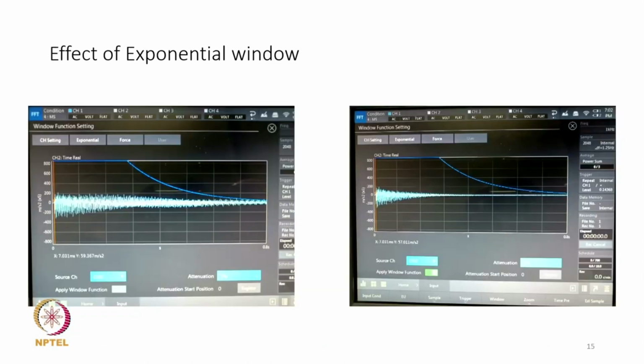So now we are going to see what is the effect of the exponential window on the signal. On the left hand side we have shown the overlay of the exponential window with the raw time signal, and these two are the zoomed views. On the right hand side we are showing the effect of the exponential window on the signal after the window has been applied. Now we see on the left hand side, when the window function is not applied, the signal has not decayed completely. So we can see here the signal decay is not complete.